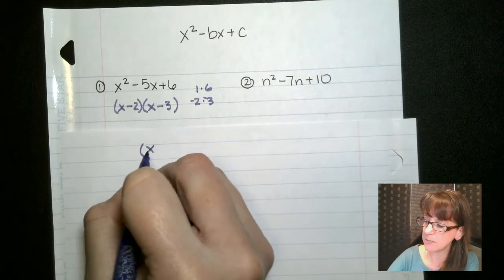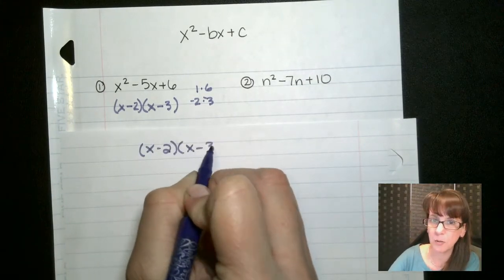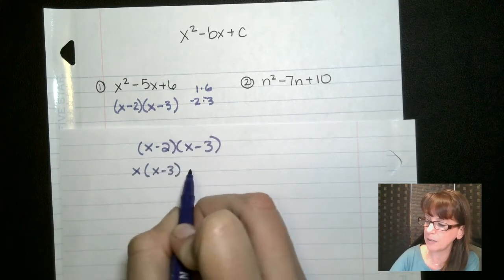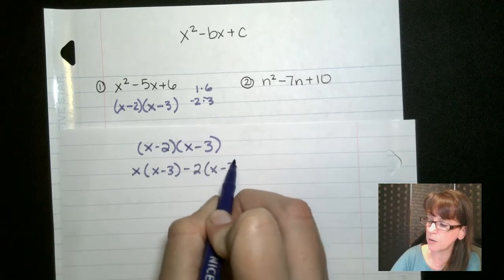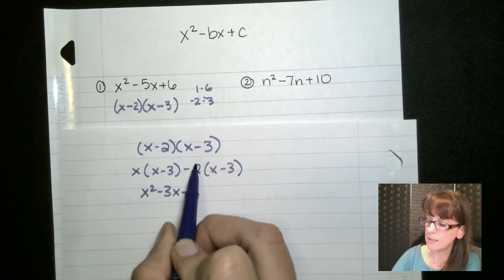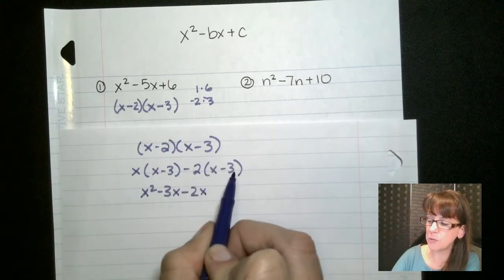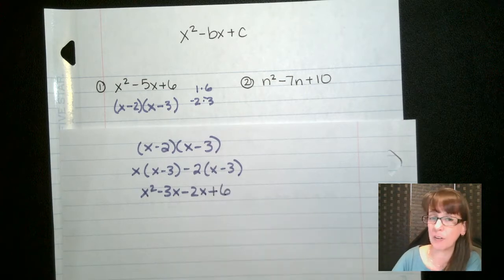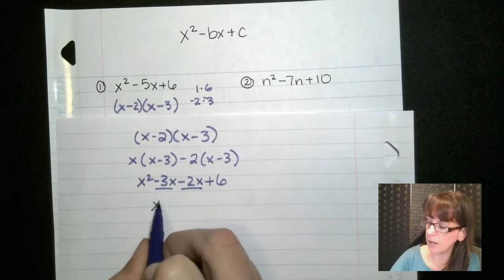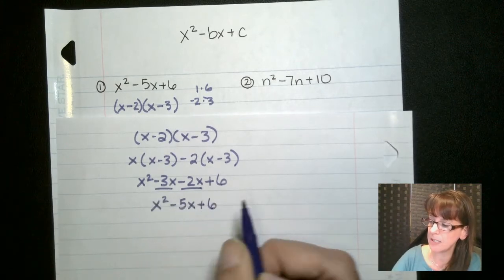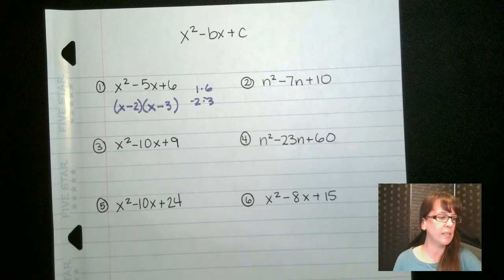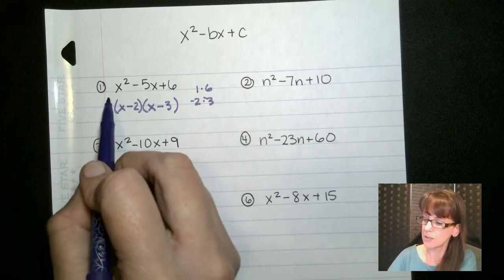If we have x minus 2 times x minus 3, let's use the distribution method. We have x times x minus 3 minus 2 times x minus 3. This is going to give us x squared minus 3x minus 2x. And then negative 2 times negative 3 is positive 6. Be very careful with that. Combine some like terms. We have negative 3x, negative 2x. So we have x squared minus 5x plus 6. Is that what we started with? It absolutely is. So we have done this correctly, my friends. Good work. So this is our answer right here.